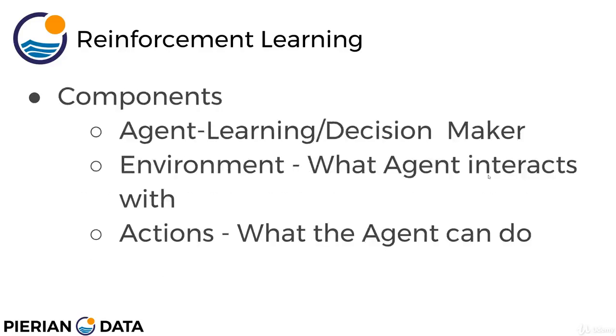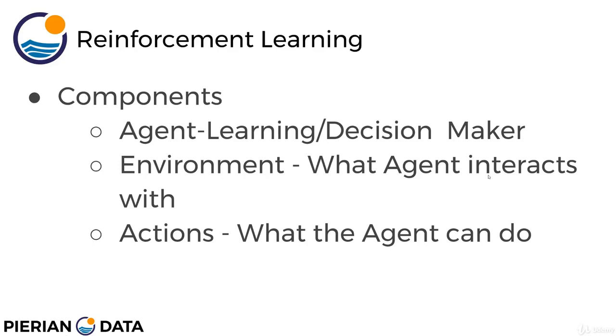So when it comes to reinforcement learning, there are three major components. That is the agent, the environment, and the actions. And we'll cover this all more in depth when we actually show you how to do reinforcement learning with Python. But to start off, the first major component is the agent, and that is the learning or decision maker. Then the agent has the environment, and that's what the agent interacts with.